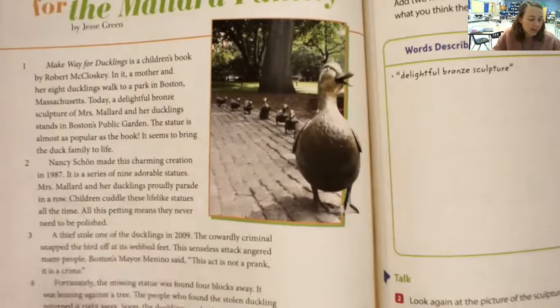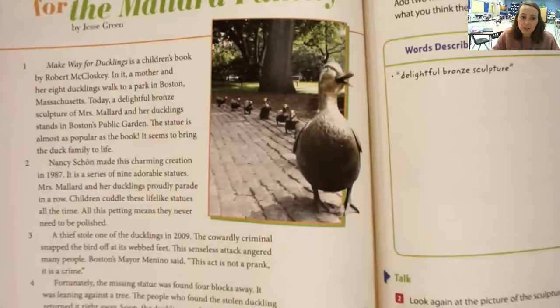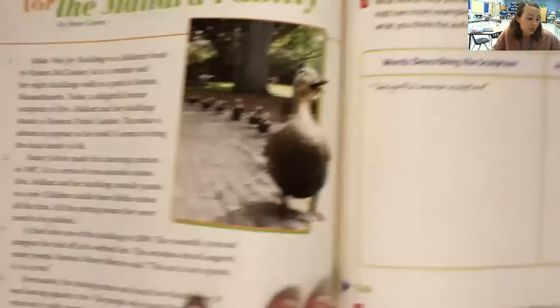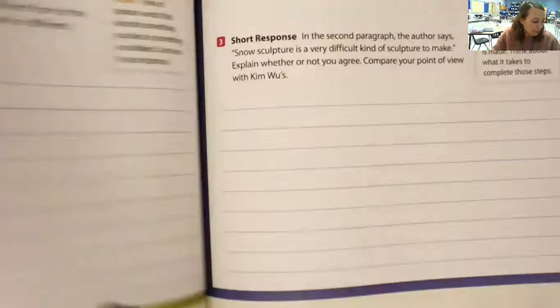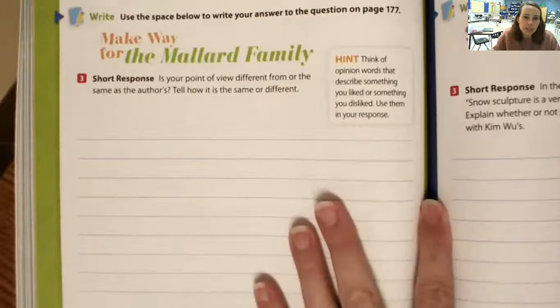Okay, so as you're reading, I would recommend highlighting or underlining any words that can give you hints about how the author feels about the sculpture. If the author describes it positively or negatively, that's going to really help you out as you're filling in your chart over on 177. Over on 180, you have a short response.